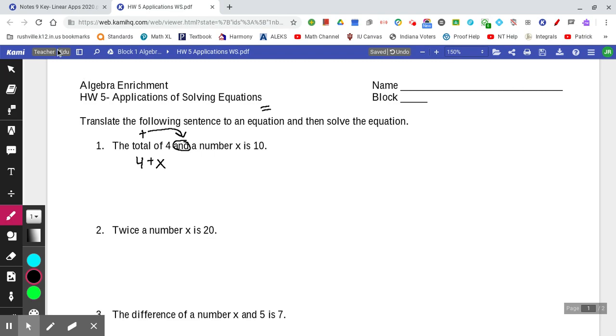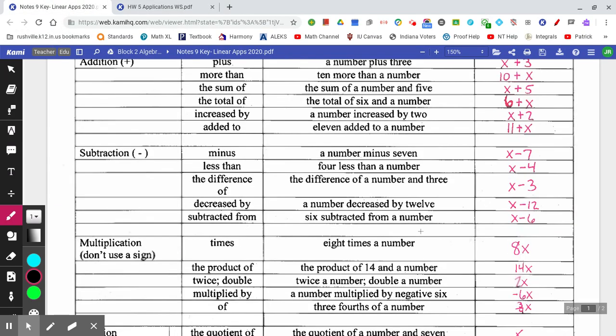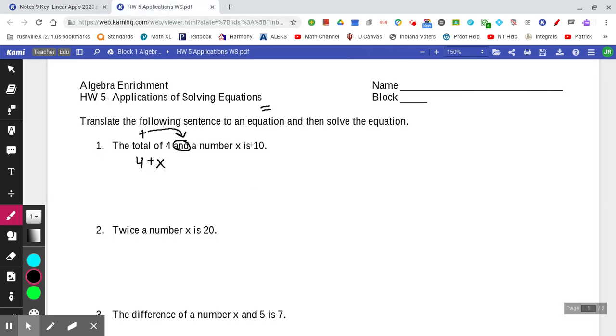Is is a big, important keyword for equals. Remember, all of these are equations, so all of them are going to have an equal sign. You're going to see the word is, and you might see equals, is the same as, yields, amounts to. All of those mean equals. So, 4 + x equals 10. And that's what you're going to do on the first page of this applications of solving equations worksheet: just go through and translate.